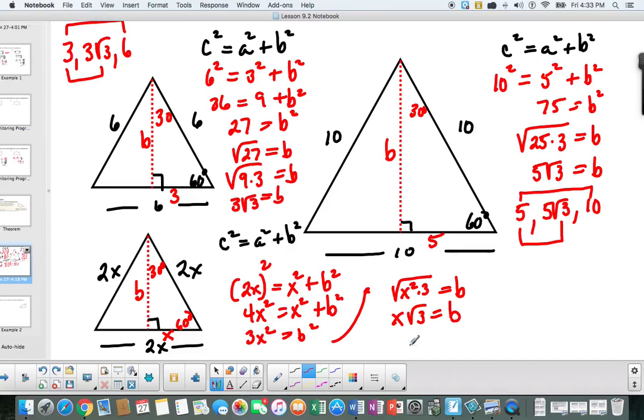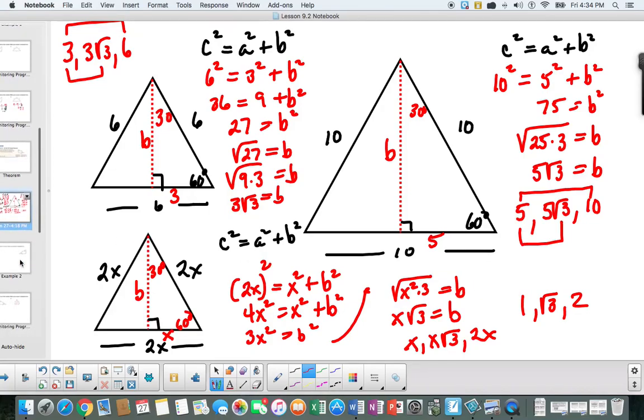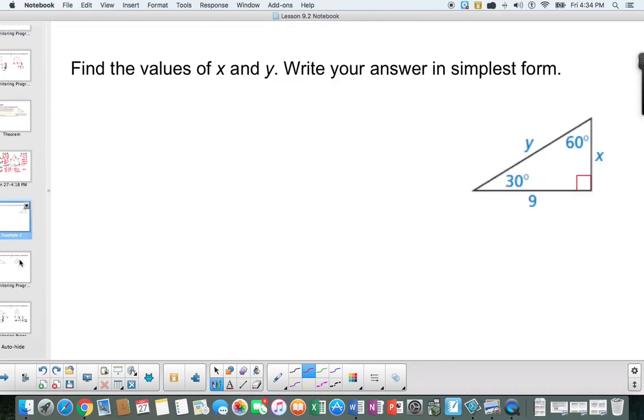So the ratio is x, x root 3, and then 2x. These are the sides. Now, what we do is we write this as 1, root 3, 2. So we leave off the x's because if you multiply by anything, it's going to be a similar triangle and it's going to have that same relationship. So let's take a look at this problem.